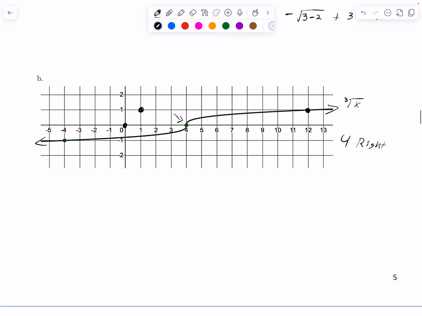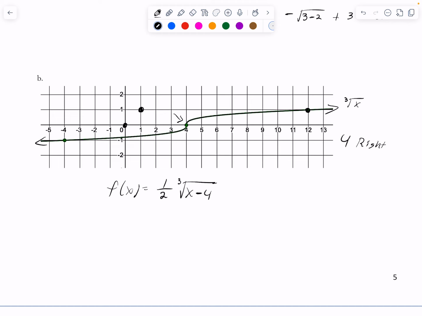So what I'm going to do is write my new function as the cube root of x minus 4 for that 4 to the right. I'm not moving up or down at all, so I don't have anything after. But what I noticed is that I have to increase slower. So that means this is called a vertical compression or shrink. So I'm going to put a 1/2 in front.